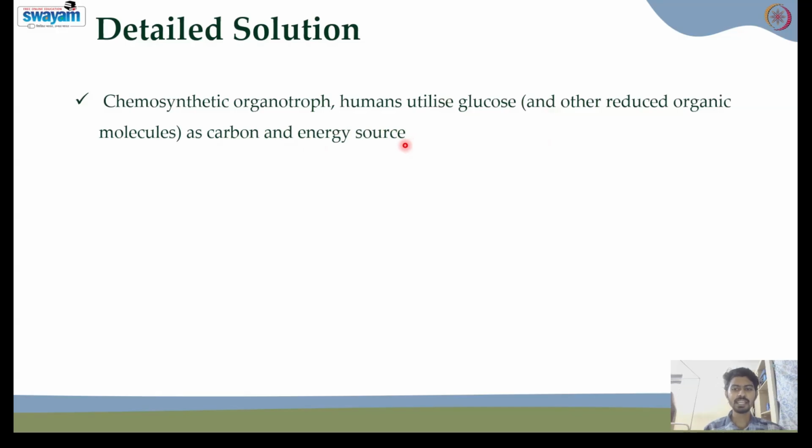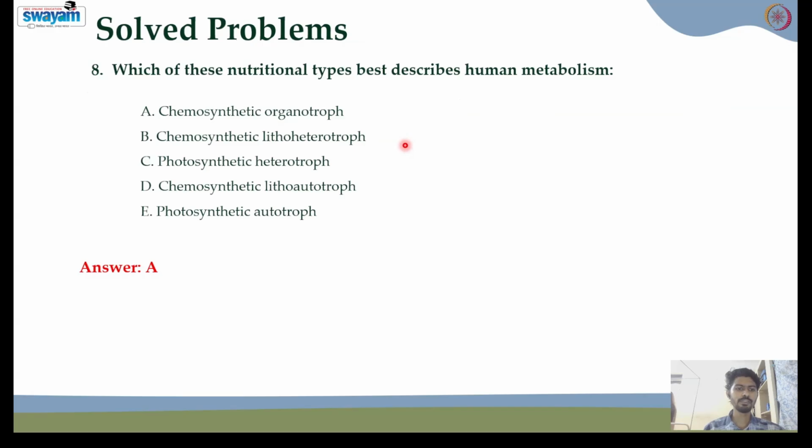What happens here? Here, organic compound acts as both carbon and energy source. So we will see the rest of the options. Chemosynthetic lithoheterotrophs. What happens here? Here the energy source is an inorganic compound. So humans don't use inorganic compounds as the primary energy source. So option B is wrong.